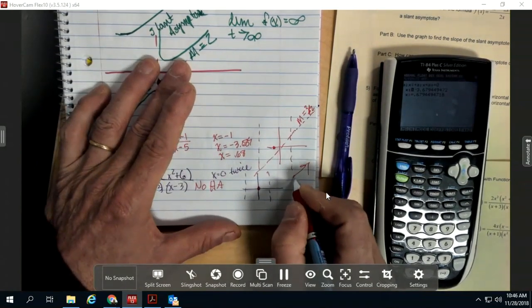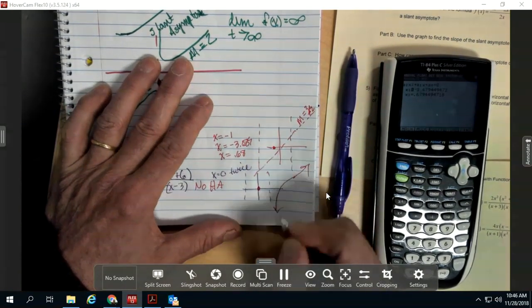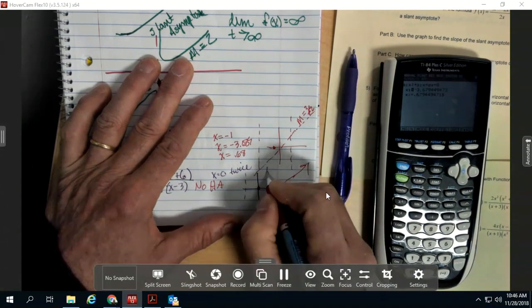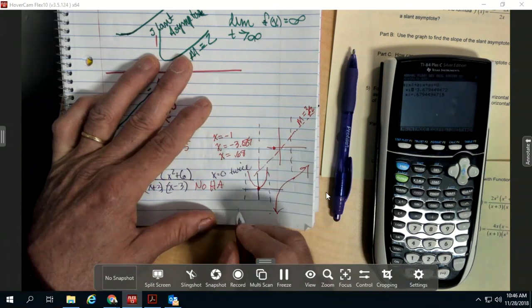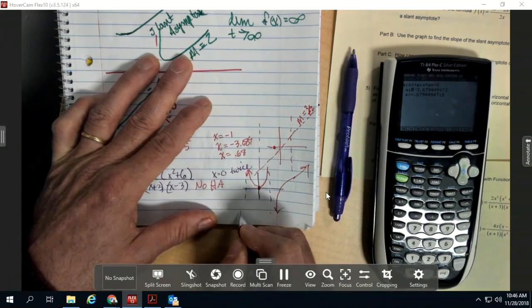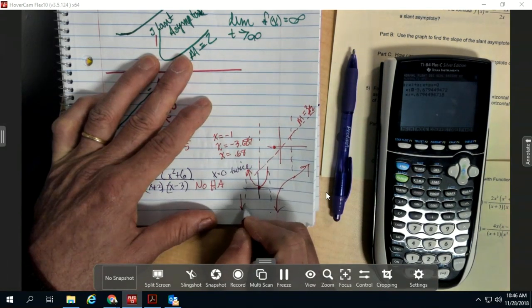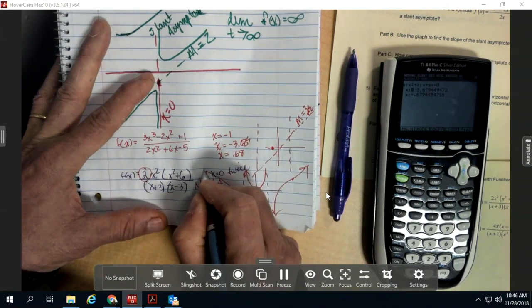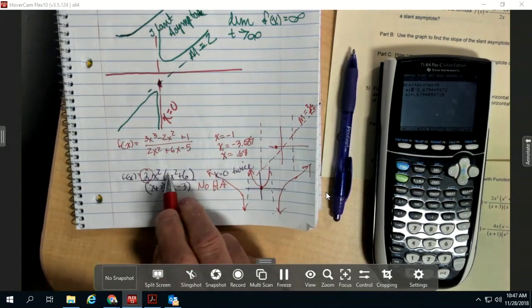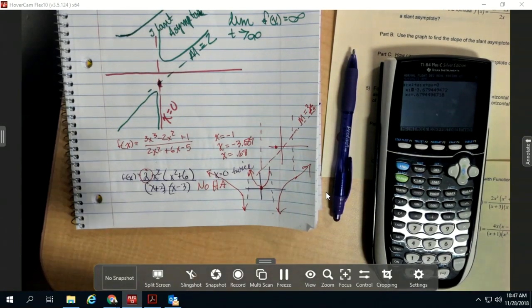So it's probably going something like this, then like this, then like this. Yep, because it's got an even number of powers in the numerator. Last one.